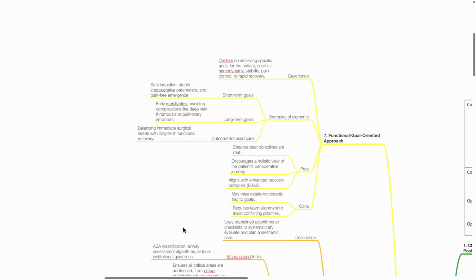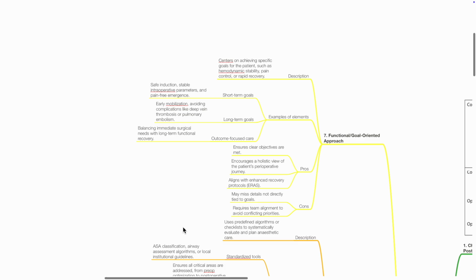Next is the functional or goal-oriented approach. This centers on achieving specific goals for the patient, such as hemodynamic stability, pain control, or rapid recovery. Examples of short-term goals include safe and smooth induction, stable intraoperative physiological parameters, and pain-free emergence. Examples of long-term goals include early mobilization and avoidance of complications such as venous thromboembolism and malnutrition. Pros: this ensures clear objectives are met and encourages a holistic view of the patient's perioperative journey, balancing immediate surgical needs with long-term functional recovery.